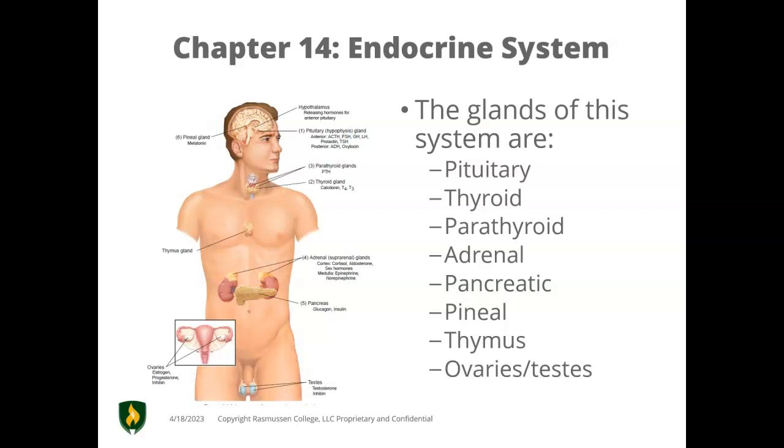We also have the pineal gland. This is shaped like a pine cone, and it is located at the posterior or back part of the 3rd ventricle of the brain. This gland produces melatonin, which helps with your circadian rhythm to help you sleep at night. We also have the thymus, ovaries, and testes.